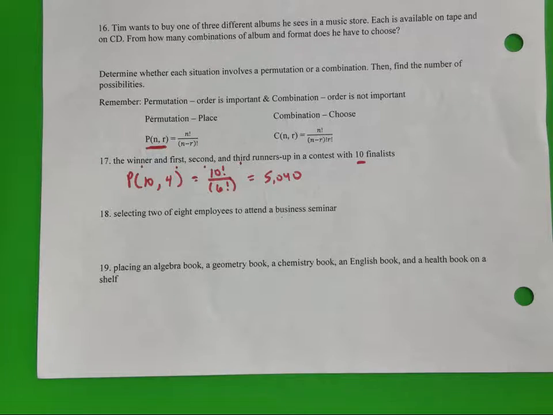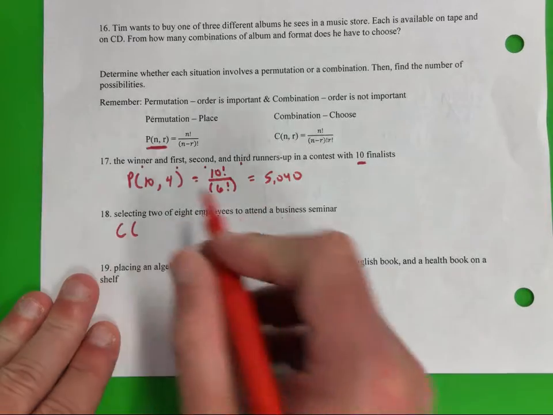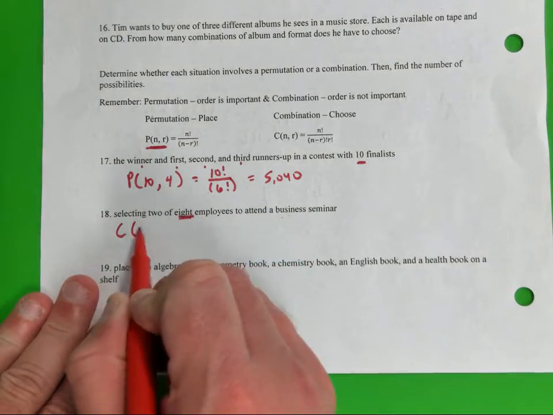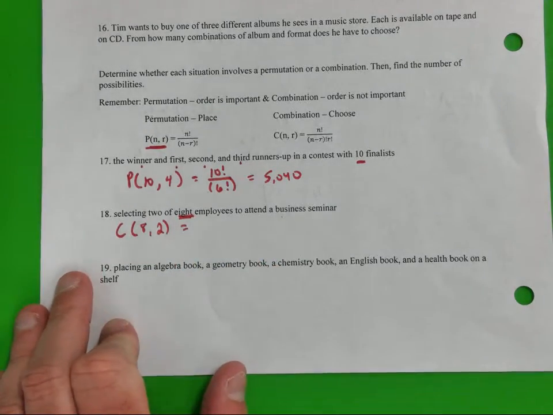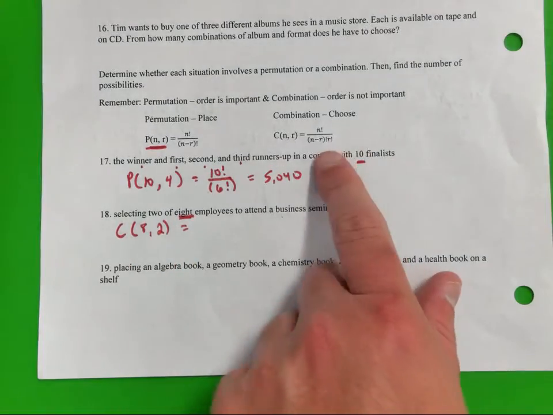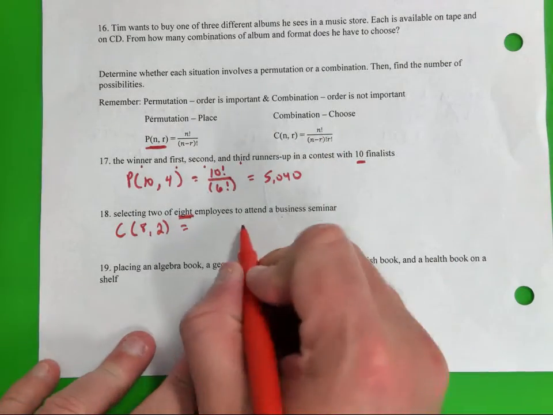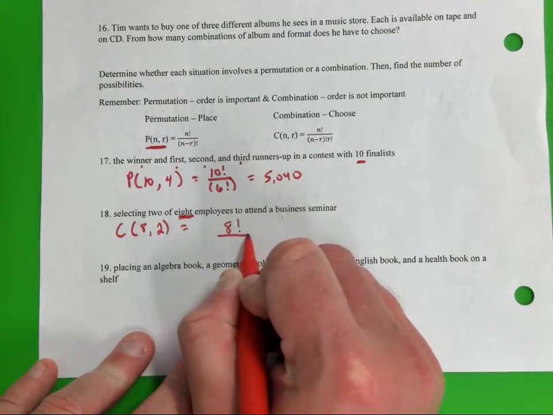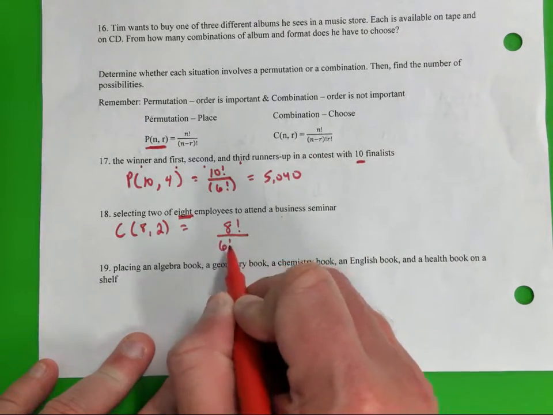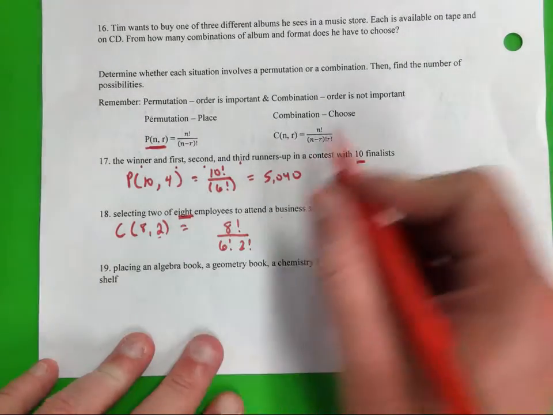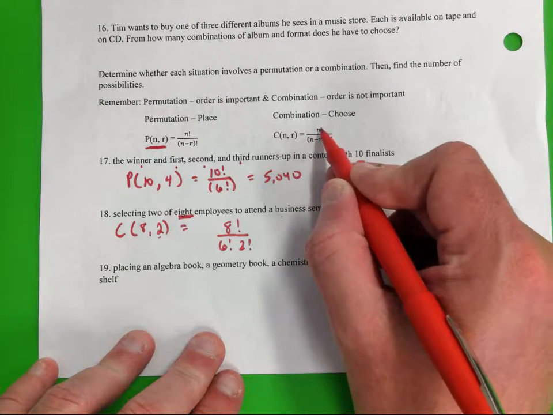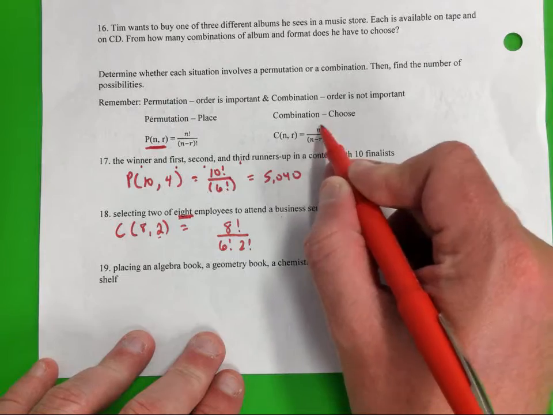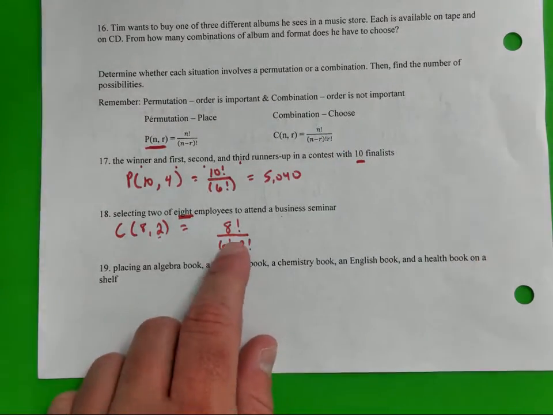Number 18, we said selecting, same thing as choosing. This is a combination. C, parentheses. How many do I have to choose from? 8. How many am I choosing? 2. Follow this formula. This is combination. 8 factorial over 8 minus 2, which is 6 factorial, times 2 factorial. N is the total. R is how many you want to deal with, how many you're picking.